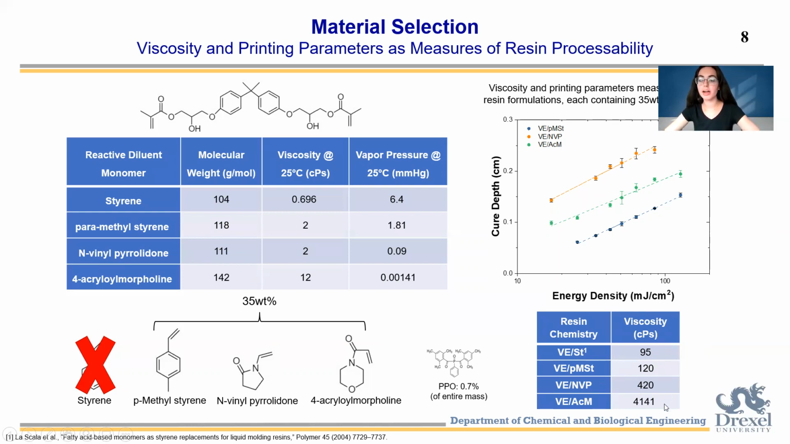From this data here, we see that paramethylstyrene gives us the lowest viscosity resin at this concentration of diluent, and acrylomorpholin gives us a much higher viscosity at this concentration of reactive diluent, owing to the higher viscosity, molecular weight, and polarity of these monomers. But the main conclusion here is that although processability varies slightly by the reactive diluent that you use, all of these resins are processable by DLP and can be printed.